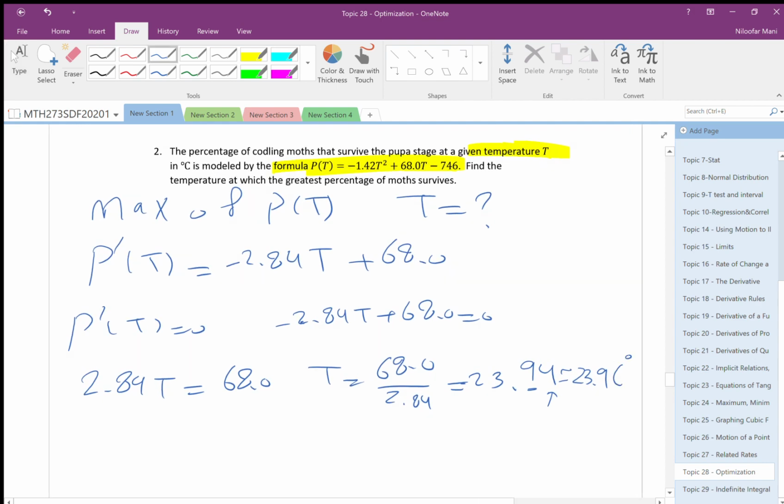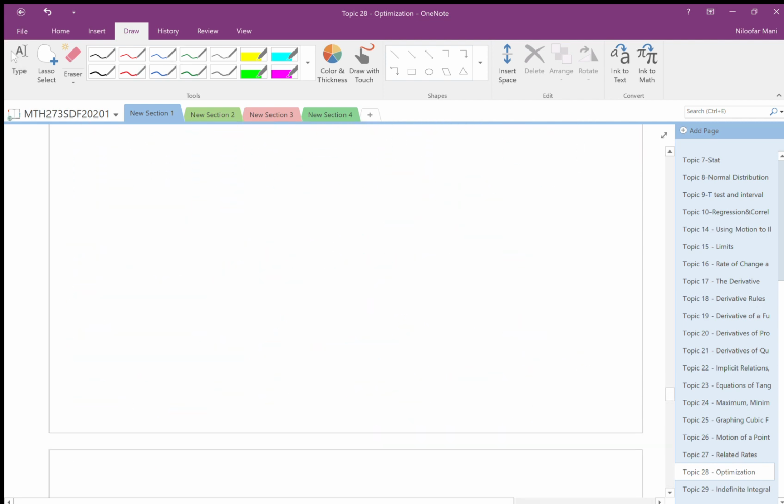Okay, so how about the second derivative? When I do the second derivative, I see that it is always negative, so yes, P is maximum at this point. And I found the temperature, so I can say the temperature at which I have the greatest percentage is 23.9 Celsius. Okay.